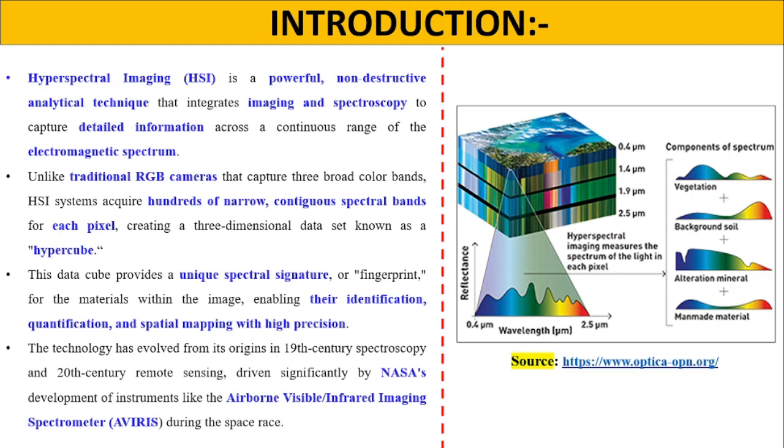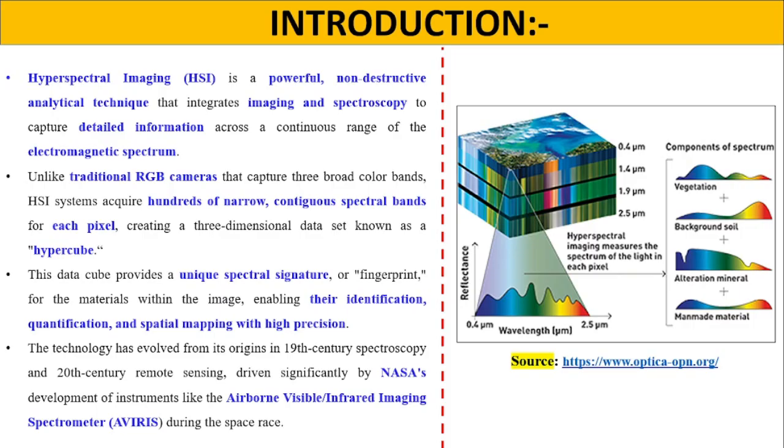Why is it called hyper? Because we are trying to generate hyper-enriched information, a better information, rather than the normal reflected spectra that we discussed in experiment 3.